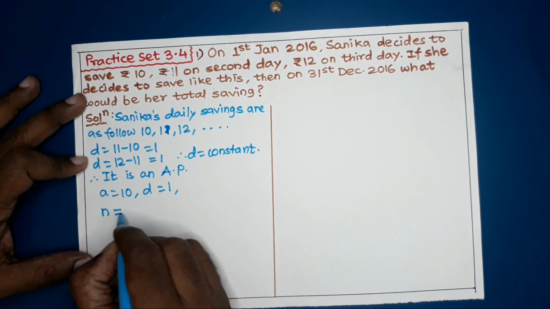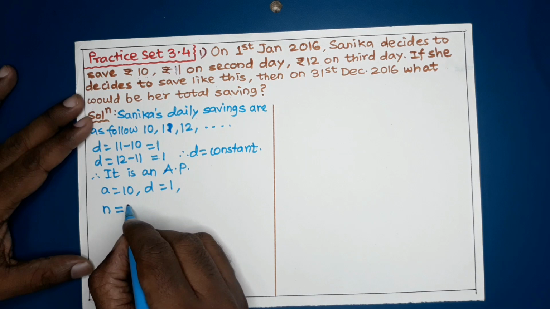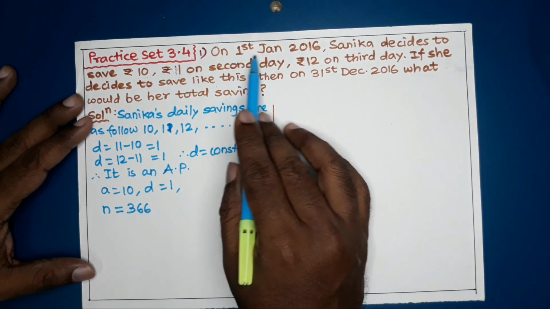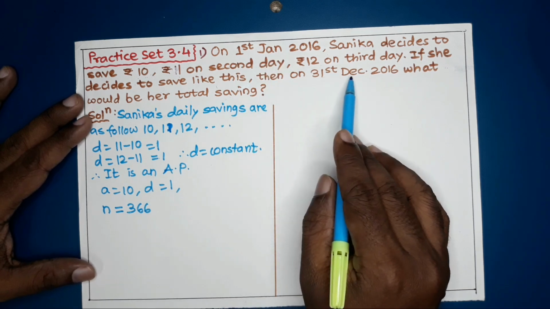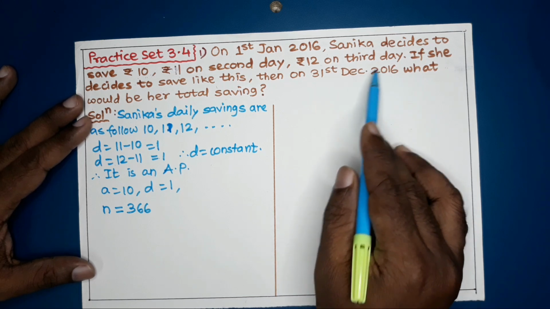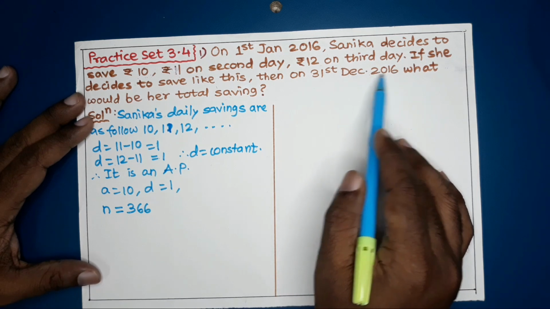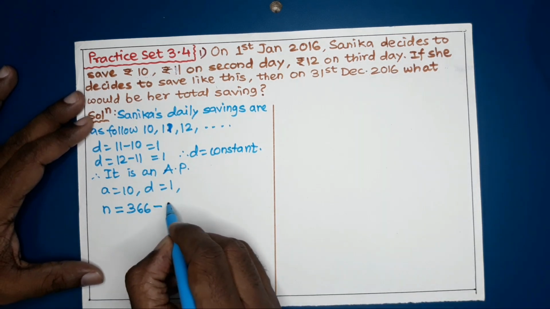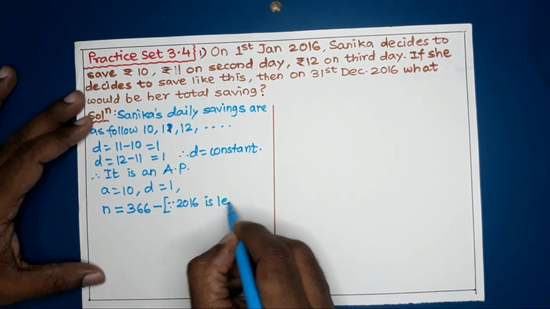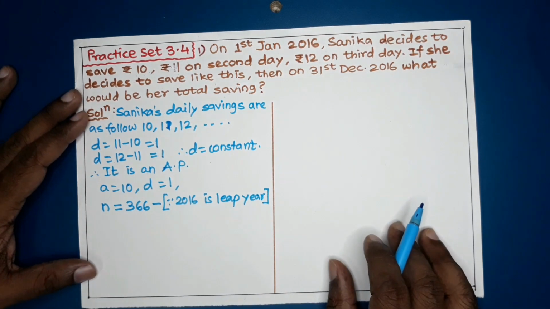Now the important thing is, what is N? For how many days did she save in such a pattern? Then the answer is 366. Why 366? Because she started saving from 1st January up to 31st December. Every year has 365 days, but 2016 is a leap year, since we are told here that 2016 is a leap year, so it has 1 day more than normal years.